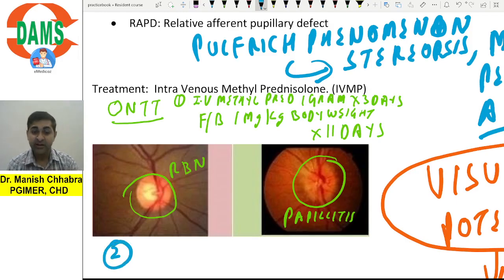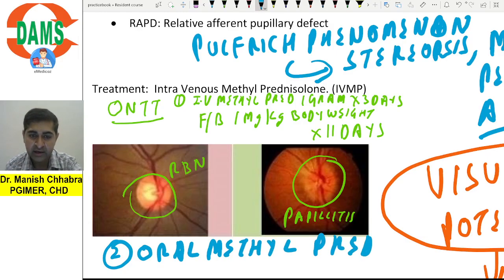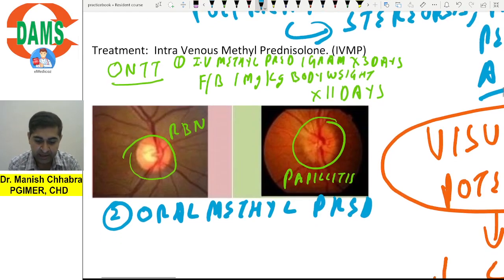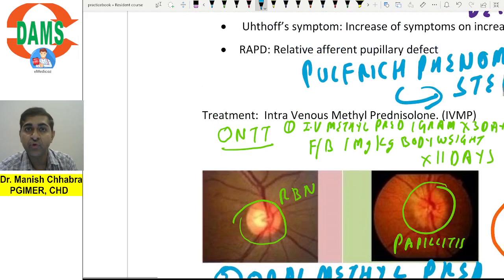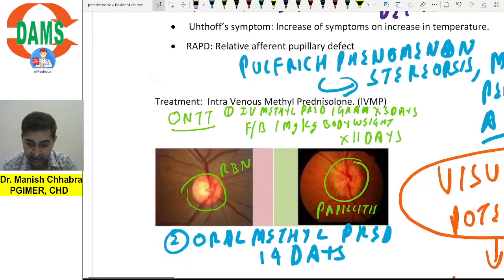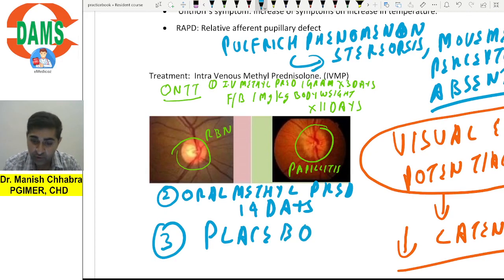The second group was the one which received oral methylprednisolone. Okay, oral methylprednisolone, and they received it for 14 days. And the third was the one which received placebo.